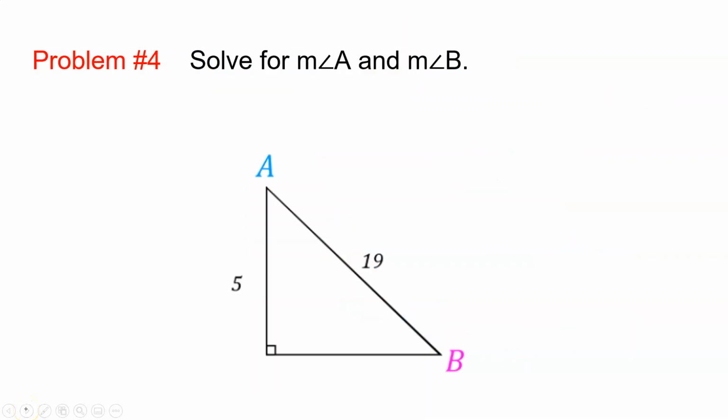Okay, problem number 4. Solve for the measure of angle A and the measure of angle B. So again, another problem where we have to find angles. So we actually have to find both of them. So let me go ahead and find the measure of angle A. So let me write SOHCAHTOA before I forget as well. TOA.